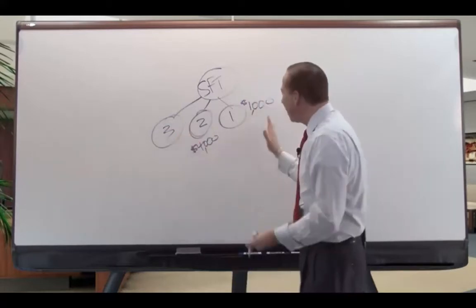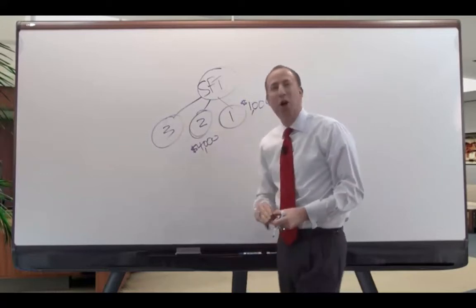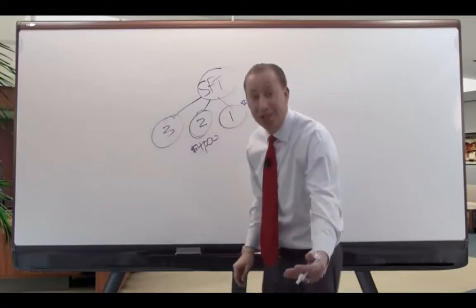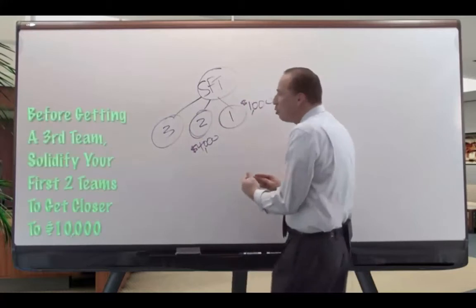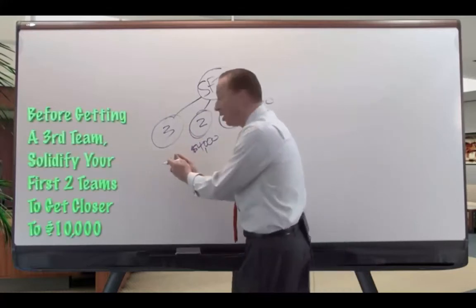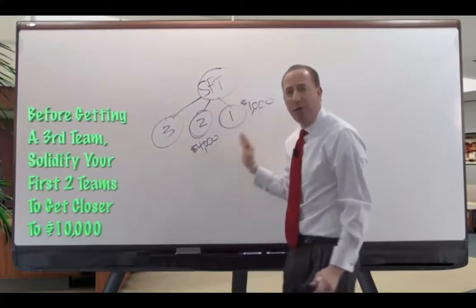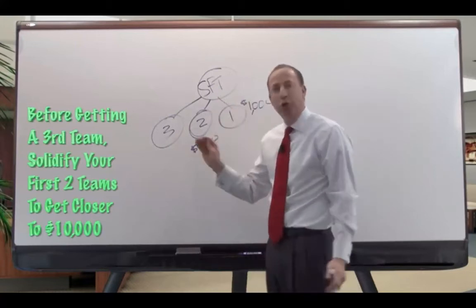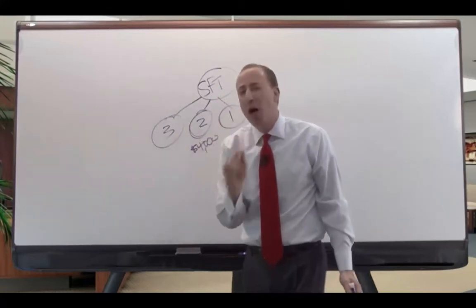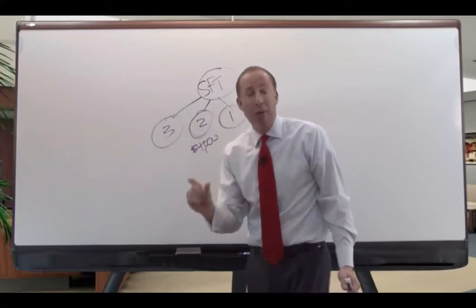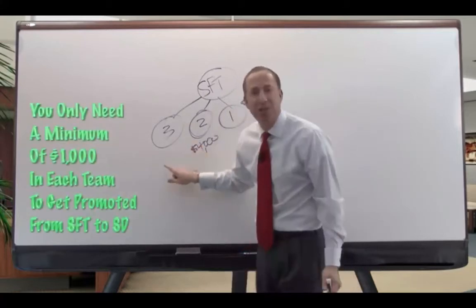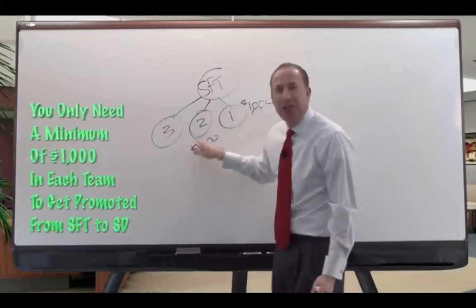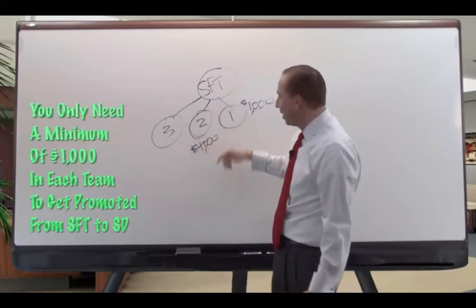But we have to realize that you still need another $5,000 in business to be a sales director. So before you run over and get a 3rd team, why not solidify your first 2 teams to get closer to that 10,000? Because if you understand the minimum requirement of a sales director, you only need $1,000 in each team minimum to get promoted.